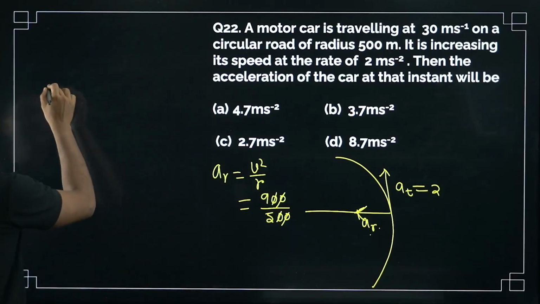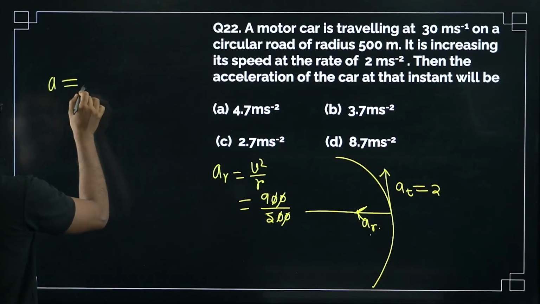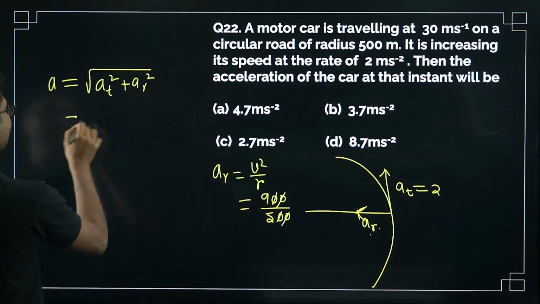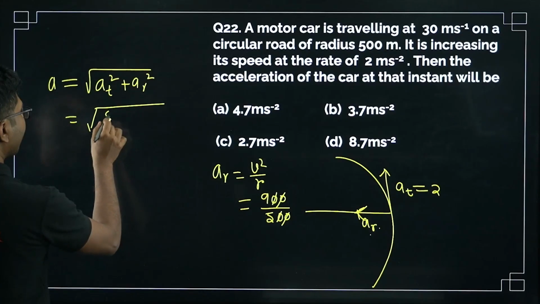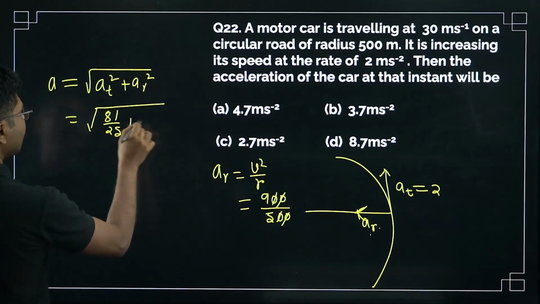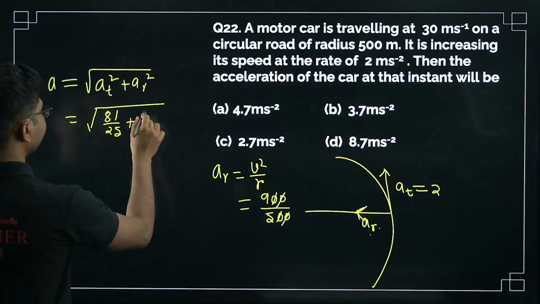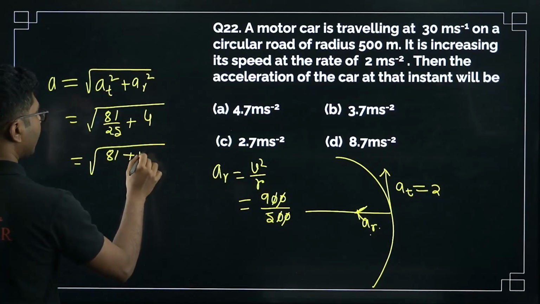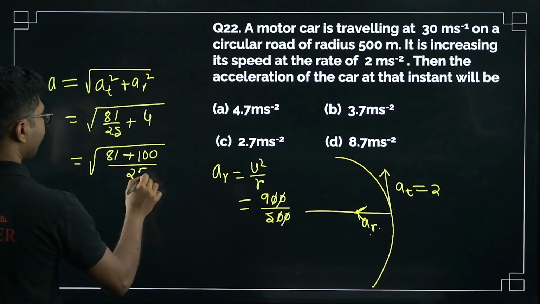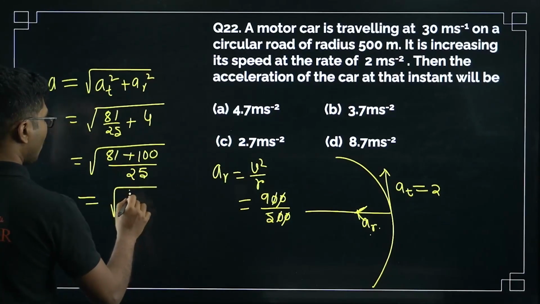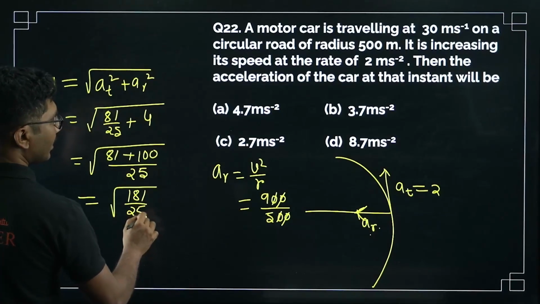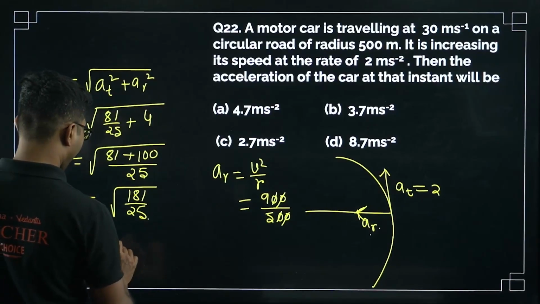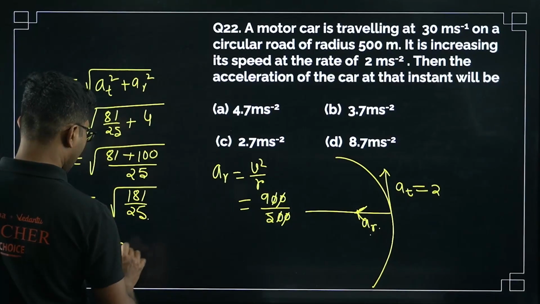Now we have to find the net acceleration. Net acceleration is square root of AT square plus AR square. That is square root of 4 plus 81 by 25, that is 100 plus 81 divided by 25. Okay, so it will be square root of 181 by 25. Now if you see the option, so it will be 1 upon 5 root 181.